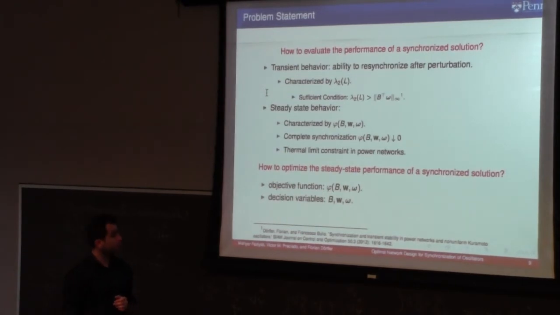So the main question that we are going to cover in this talk is how to optimize the steady-state performance of a synchronized solution. What do I mean by that? I mean that we consider this phase cohesiveness as our objective function, and I use these parameters B, which is the incidence matrix of my graph, which encodes the structure of the graph, these weight vectors, and the natural frequencies as my decision variables, right?